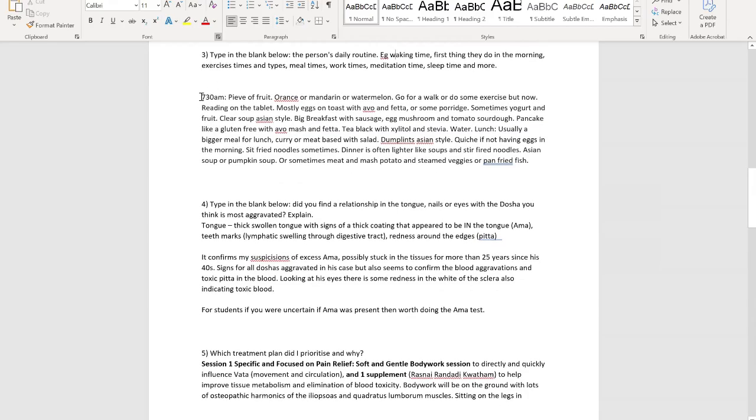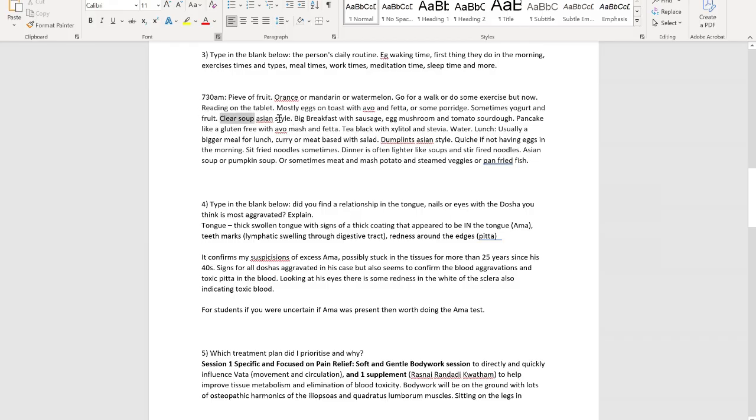Yep, happy to proceed. Now we're looking at his daily routine. So I ask what they do in the morning, the first thing, what they may eat or drink. He has a piece of fruit, an orange or mandarin or watermelon. He goes for a walk, he does some exercise normally, but since the back, he can't really do anything. He's reading on a tablet, mostly eggs on toast for breakfast with avo and feta or some porridge, sometimes yogurt and fruit. Clear soup Asian style.